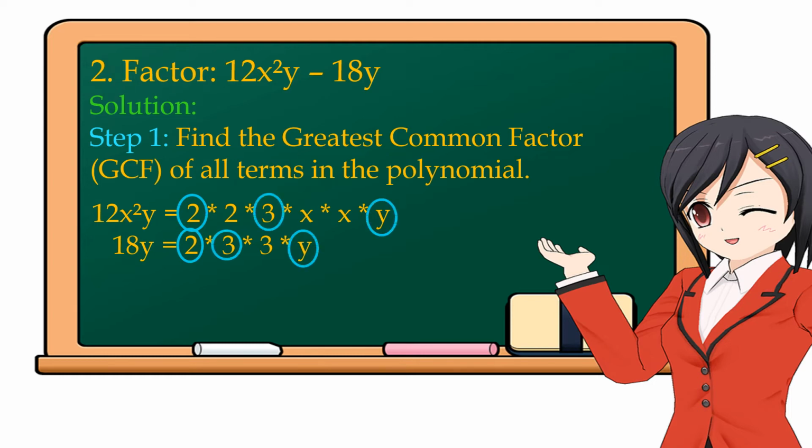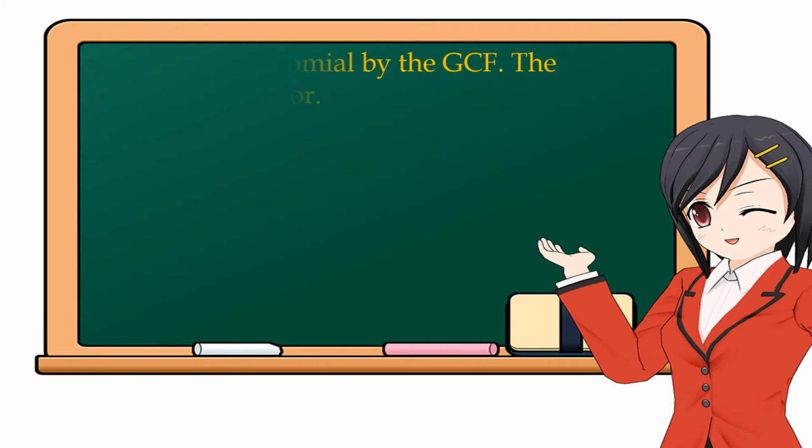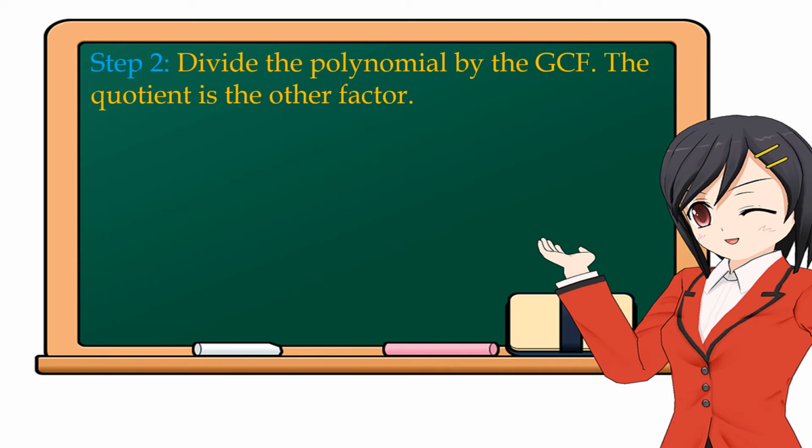So we have 3 common factors between them. So meaning 2 times 3 times y. So the GCF is equal to 6y. So step 2, divide the polynomial by the GCF and the quotient is the other factor. So quantity 12x squared y minus 18y divided by 6y is equal to 2x squared minus 3. So 2x squared minus 3 is our quotient.